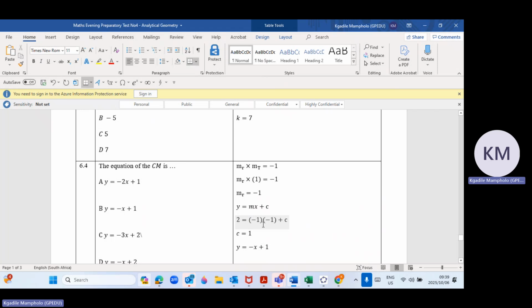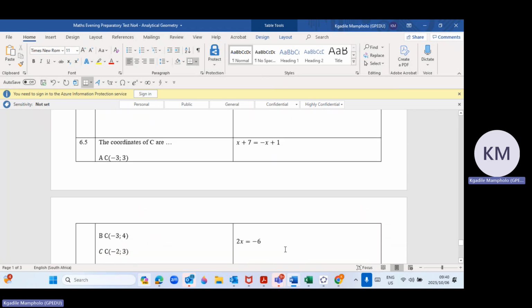Then you substitute the coordinates of the center because the center lies on CM. So y of the center is 2, x of the center is minus 1. Minus 1 times the x, that becomes minus x, and the minus 1 times the minus 1 is positive 1. When you take it to the other side, it will be negative, then c will be 1. Therefore, the equation of CM will be negative x plus 1.